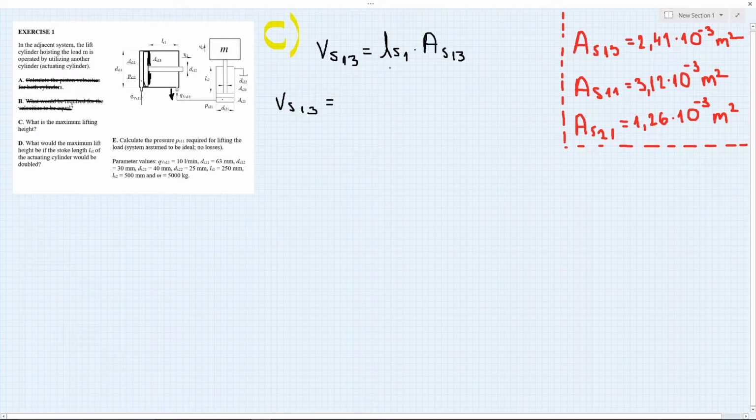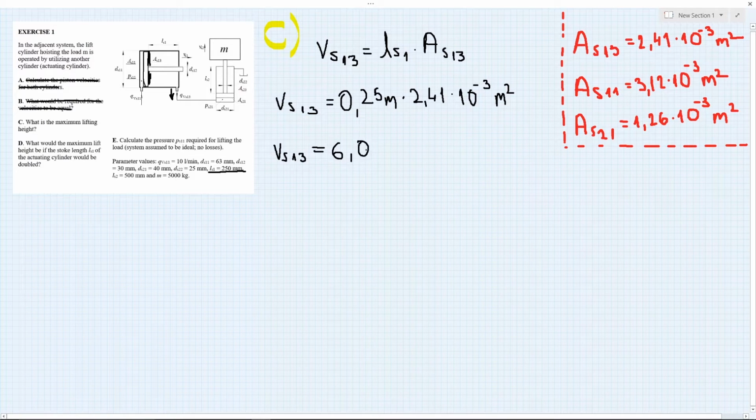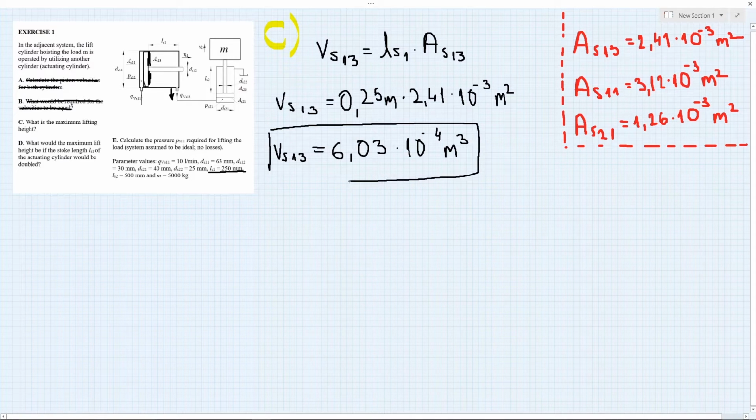So the stroke of the first cylinder, LS1, is 250 millimeters, which is 0.25 meters. We're calculating this in meters, times 2.41 times 10 to the minus 3 meters squared. And the exiting oil volume is 6.03 times 10 to the minus 4 meters cubed. So this is the exiting volume from the piston 1 that exits here.